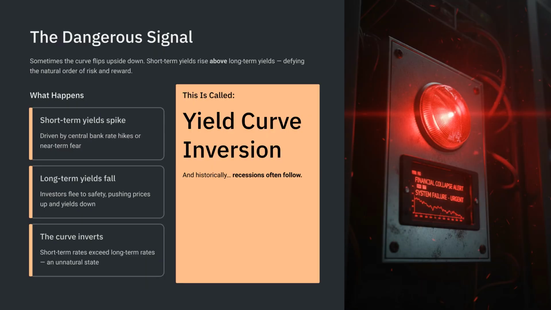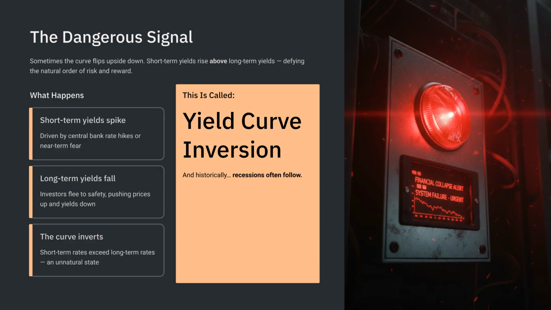Now we arrive at the moment markets fear the most: yield curve inversion. This is when short-term yields suddenly become higher than long-term yields, which is completely unnatural. Think about it. Why would investors accept lower returns for lending money over 10 years than over 3 months? That only happens when investors become deeply pessimistic about the future.